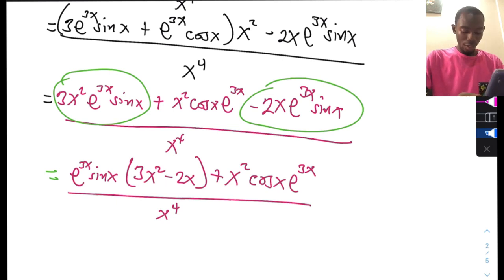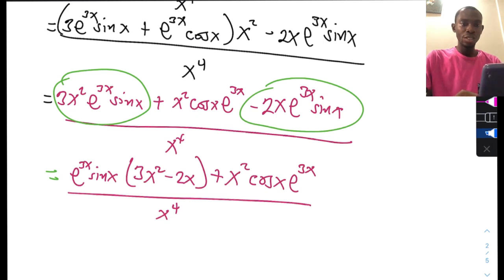Anyways, I'm done with this one. So 3 into this square minus 0.2, okay, plus 0.5 squared times cos 0.5 times e to the power 3 into 0.5, all divided by 0.5 to the fourth power.